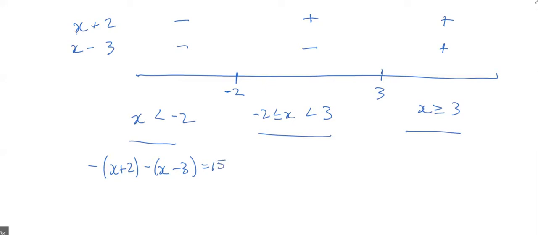In the middle case, x plus 2 is positive, so I leave it alone. But x minus 3 is negative, so I multiply it by -1, and I solve that equation. And the last one, they're both positive.